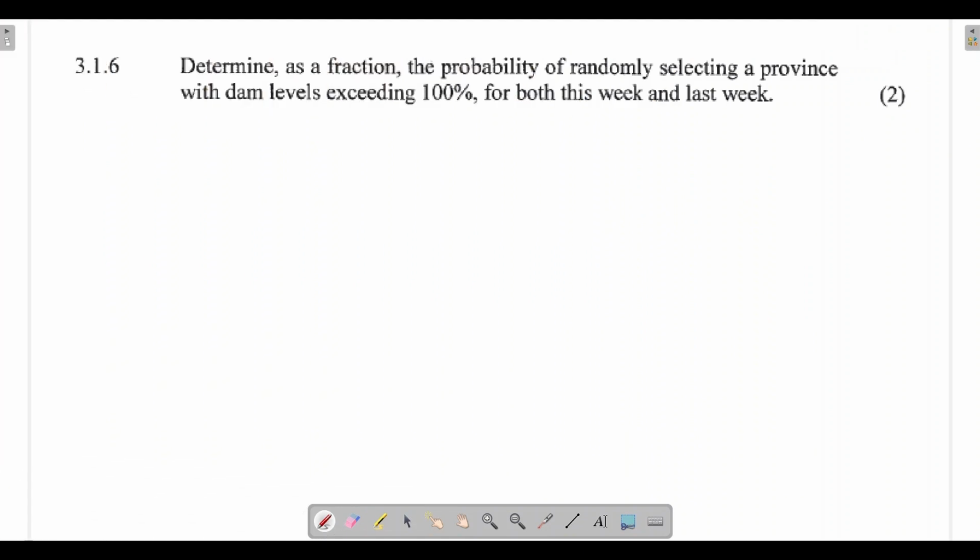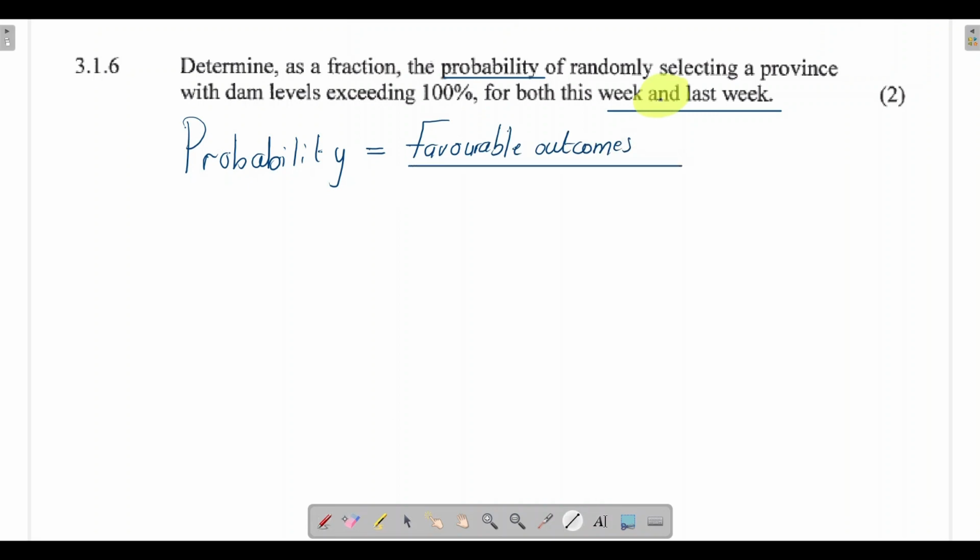Okay, next question 3.1.6 says determine as a fraction the probability of randomly selecting a province with dam levels exceeding 100% for both this week and last week. What's important here is that "and" there. That "and" is very important. But before we get started with the "and", how do you calculate probability? Probability is equal to, guys, your favorable outcomes, so the outcomes that you want, over the total outcomes that are basically given. So now how do we apply this formula of probability to this question?